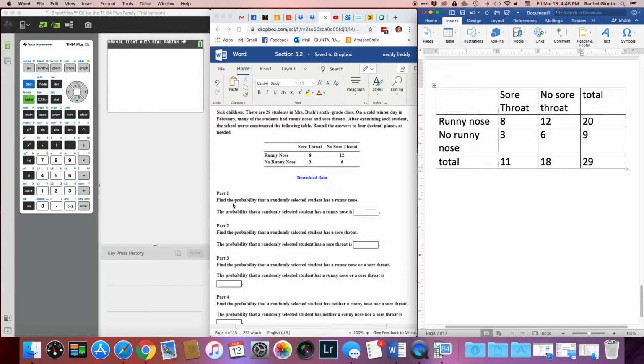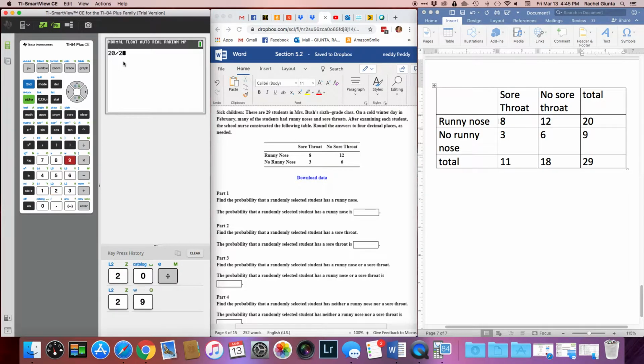Find the probability that a randomly selected student has a runny nose. So runny noses, we've already got our total is 20. Probability is part divided by the whole. So 20 students with runny noses out of 29 total students. 20 divided by 29 is 0. What do we want? 4 decimal places. 0.6897. And so that would be the answer to part 1.